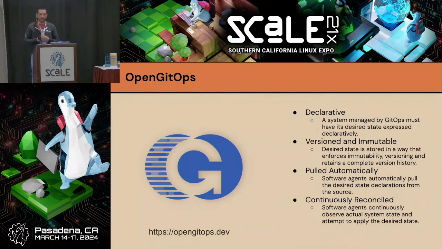Continuously reconciled means that if I see some sort of divergence, I'm actually going to attempt to reconcile that for you. Software agents continuously observe the actual system state and attempt to apply the desired state. So anytime there's any drift, whether on purpose, by accident, or by whatever means, we want your desired state. That is your source of truth. If it doesn't match that, I'm going to try to fix it, right?